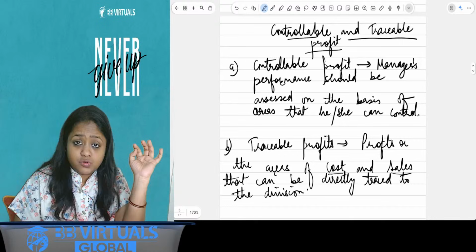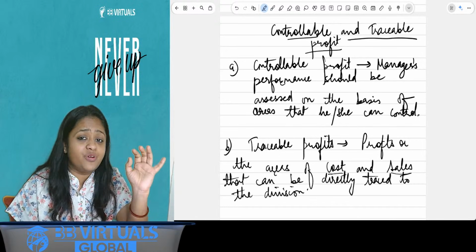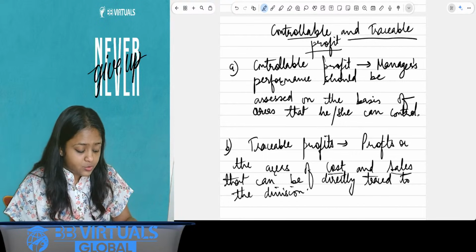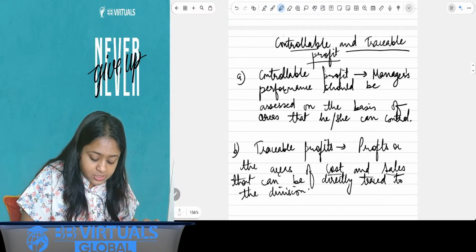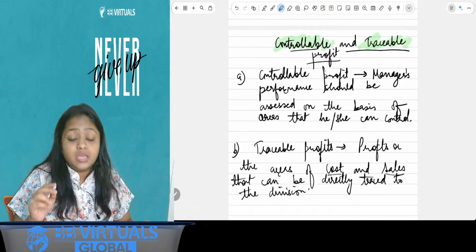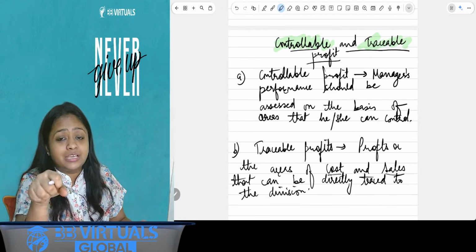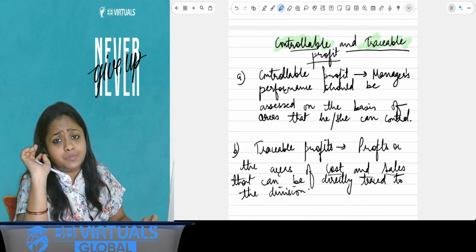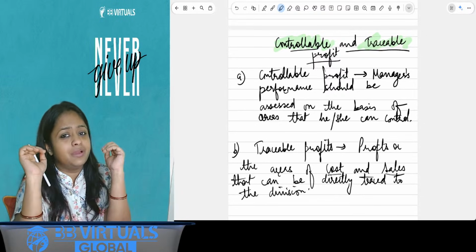So here I will use the term, and you will also find it in your exam questions. These two terms must have been in your notes as well. There are two terms that we say, controllable profits and traceable profits. So comes the point, ma'am, what are controllable profits and what are traceable profits? Controllable profits, my friends, are those profits that are under the direct supervision and control of the manager, the decision of which can be taken by the manager.